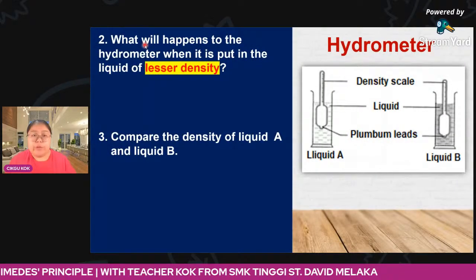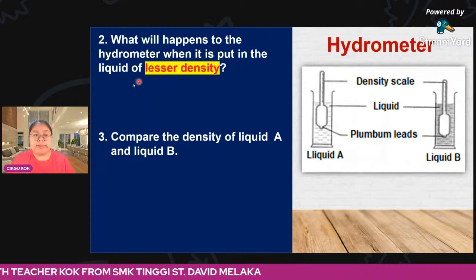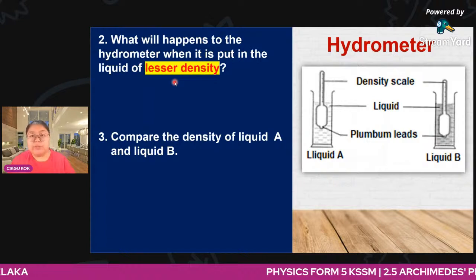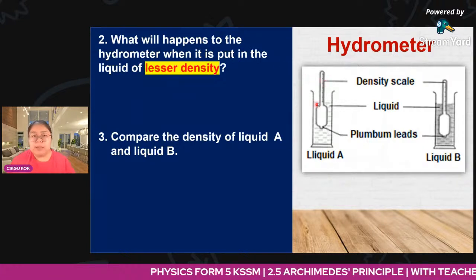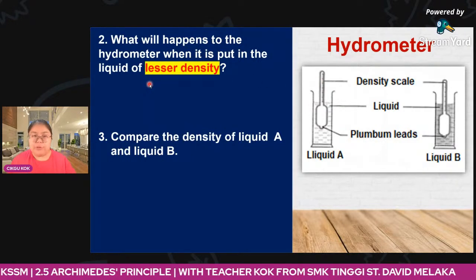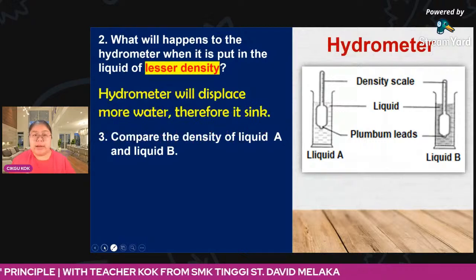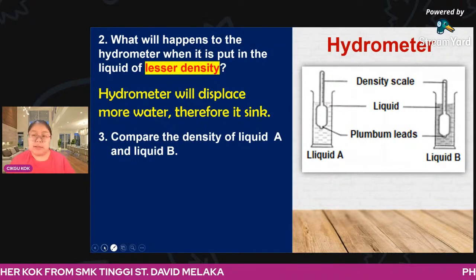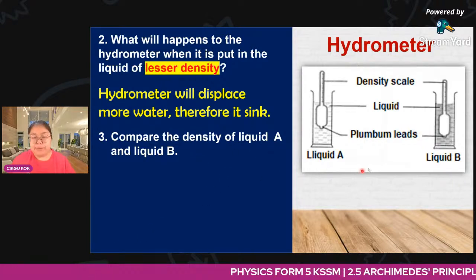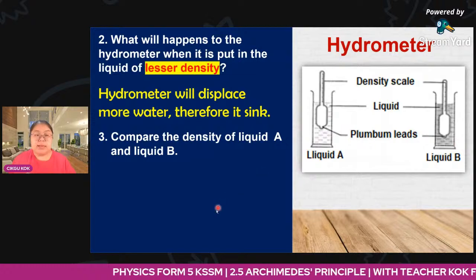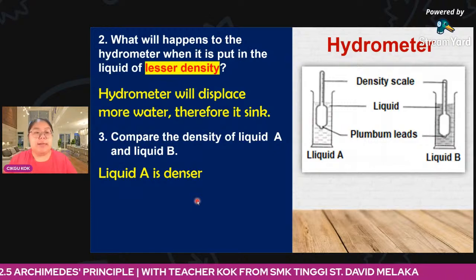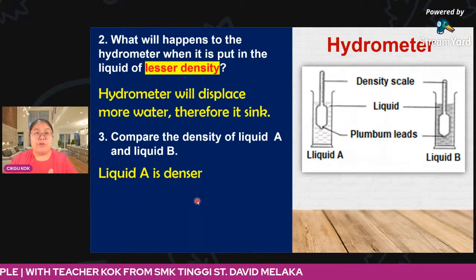Okay, then we go to number 2. They ask what will happen to the hydrometer when it is put into a liquid that is less dense. If the liquid is less dense, what does that mean? The hydrometer will sink deeper, is it? When it sinks deeper, that means it will show a lower reading. So the question asks what happens to the hydrometer. So we just answer: the hydrometer will displace more water, meaning it will sink, go downwards more. Compare the density of A and B. So A should be denser, B is less dense. Okay, so this is how to answer the question about the hydrometer.